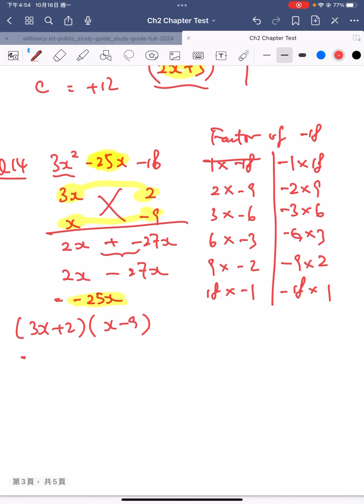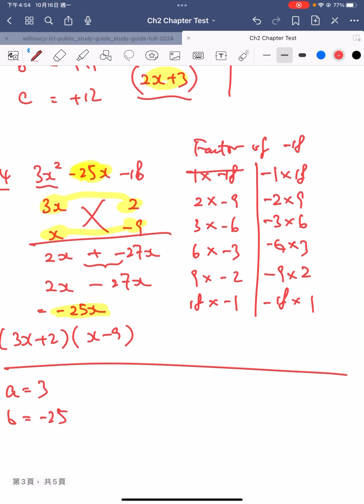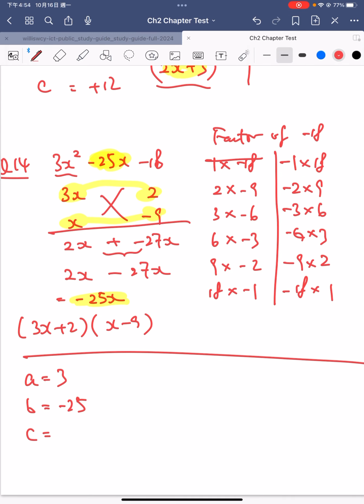If you want to use your calculator, still use a is equal to 3, the number in front of the x squared. The b is going to be negative 25, because you need to take the sign as well, so the number in front of the x is negative 25. The c, the constant, is going to be negative 18. So using your calculator, press a is equal to 3, b is equal to negative 25, c is equal to negative 18.